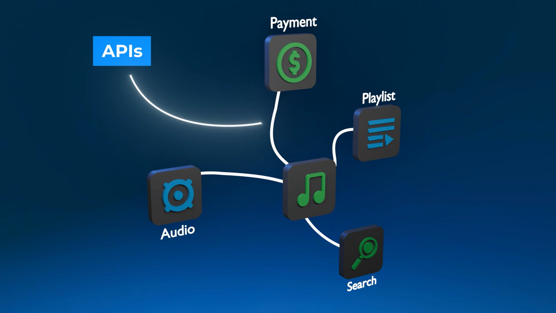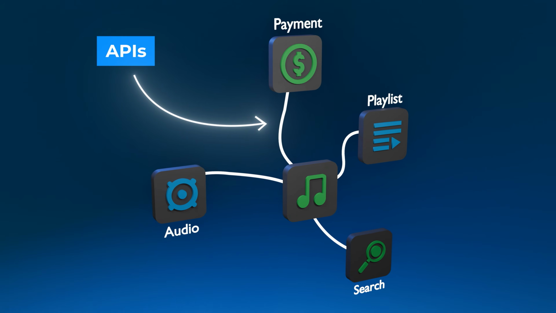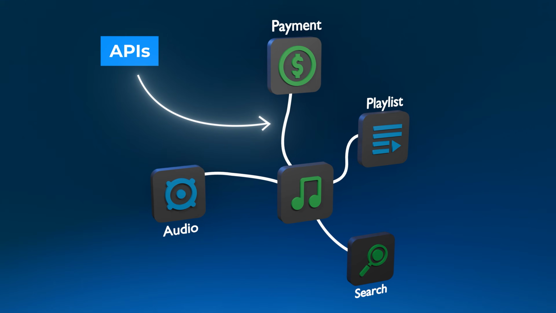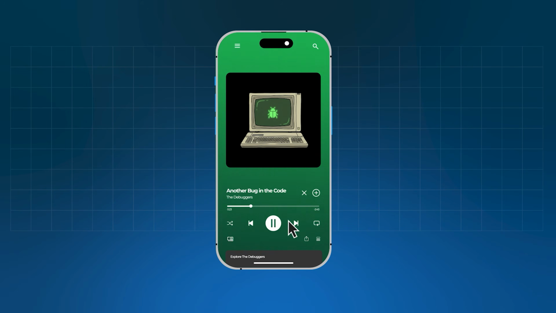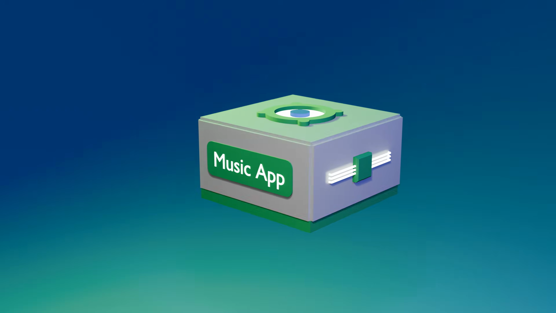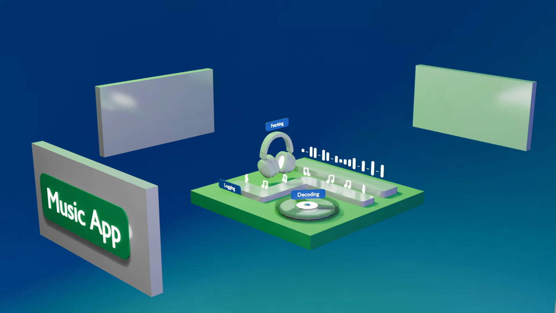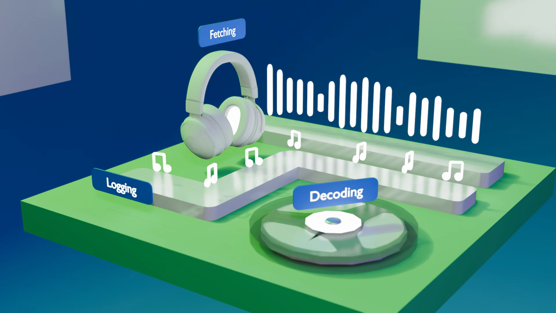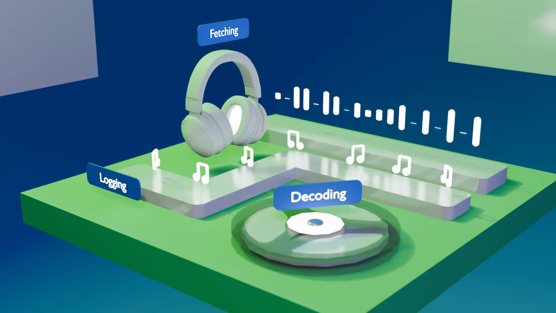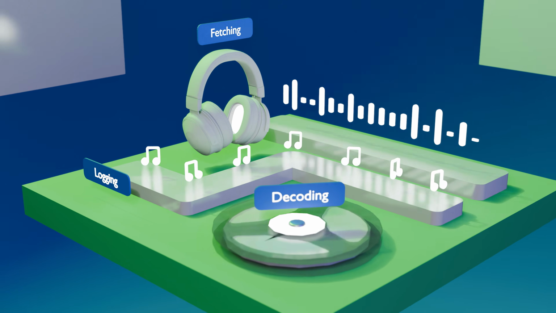APIs, the invisible connections between applications. Applications can be very complex. When you open Spotify and press play, it looks simple, but that button triggers a whole factory of tasks inside the application. Songs are fetched, decoded, tracked, and logged.